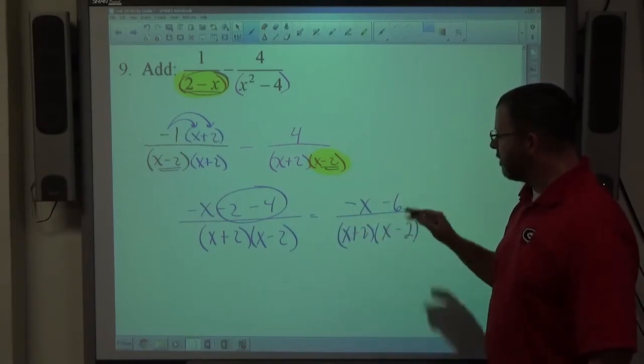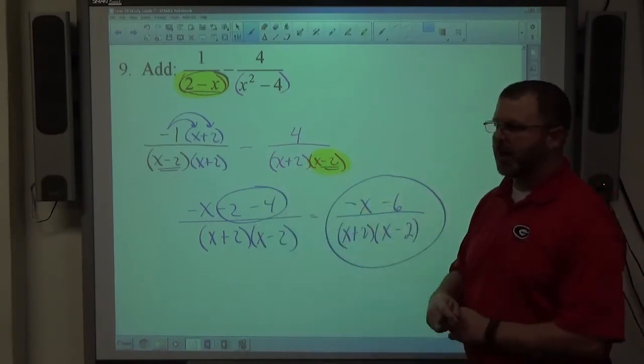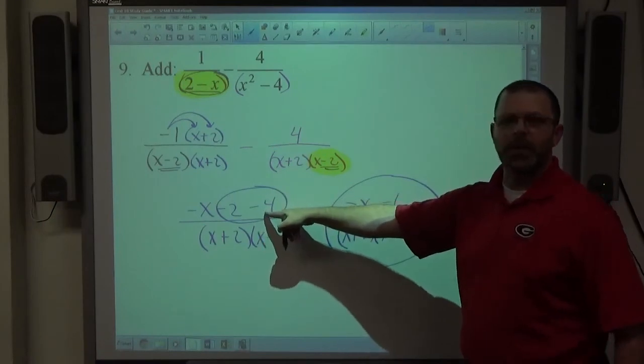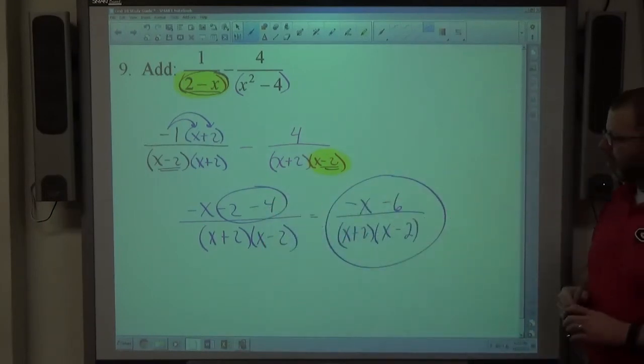The bottom can stay factored, the top needs to be simplified completely. If you stop here, I'm going to take off half credit because that should be something you want to learn in Algebra 1, to be able to combine like terms. I expect it to be done completely.